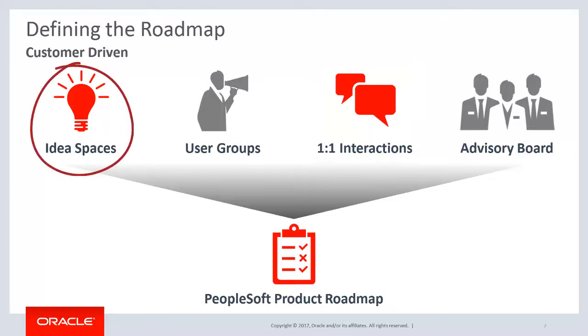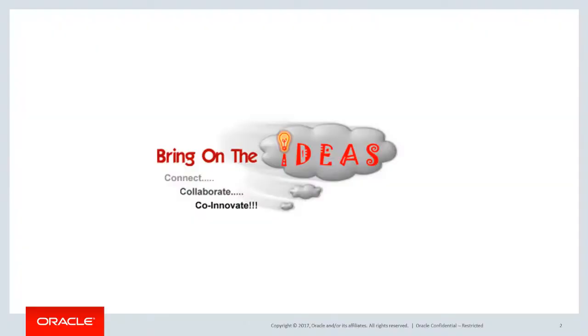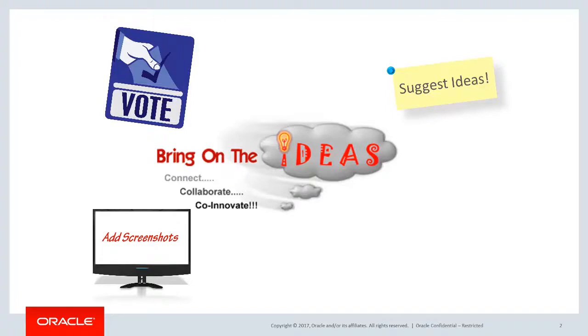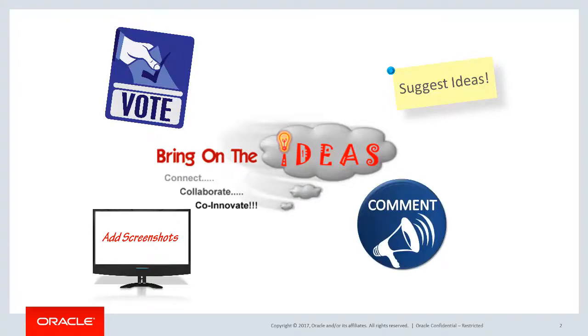Continuing this tradition of strong collaboration with our customers, there's a new and exciting way for every customer to engage in PeopleSoft product development, using the Idea Spaces. Idea Spaces are available in the community section of My Oracle Support. Every customer from anywhere in the world can actively participate in shaping the PeopleSoft product roadmap. You can suggest a new idea, vote on ideas, share use cases or screenshots, and engage with other customers.